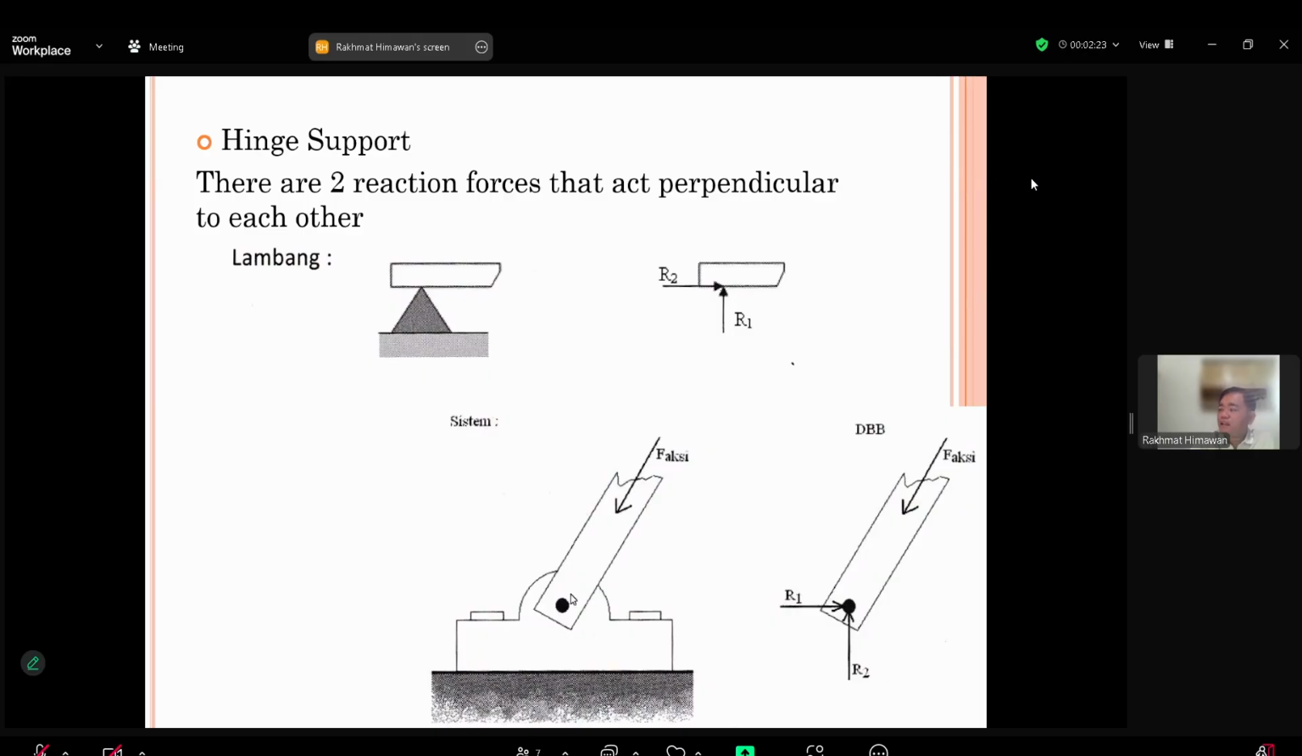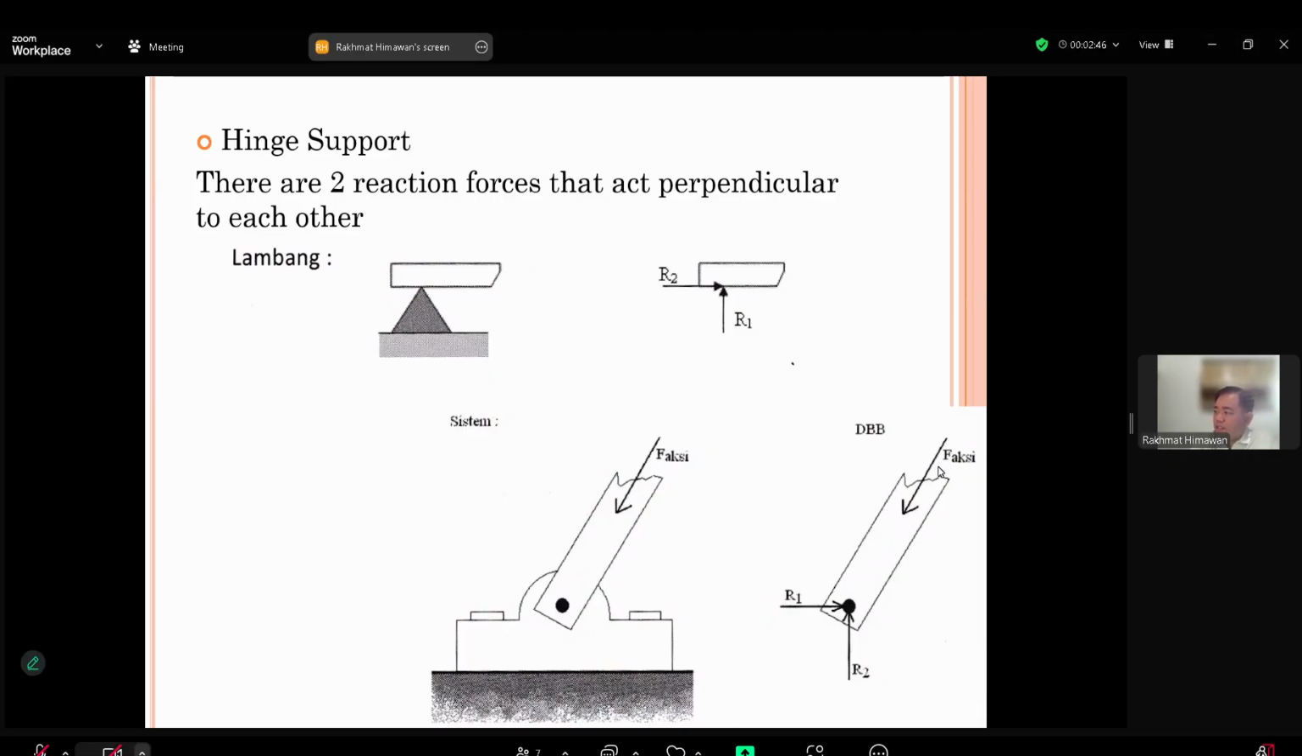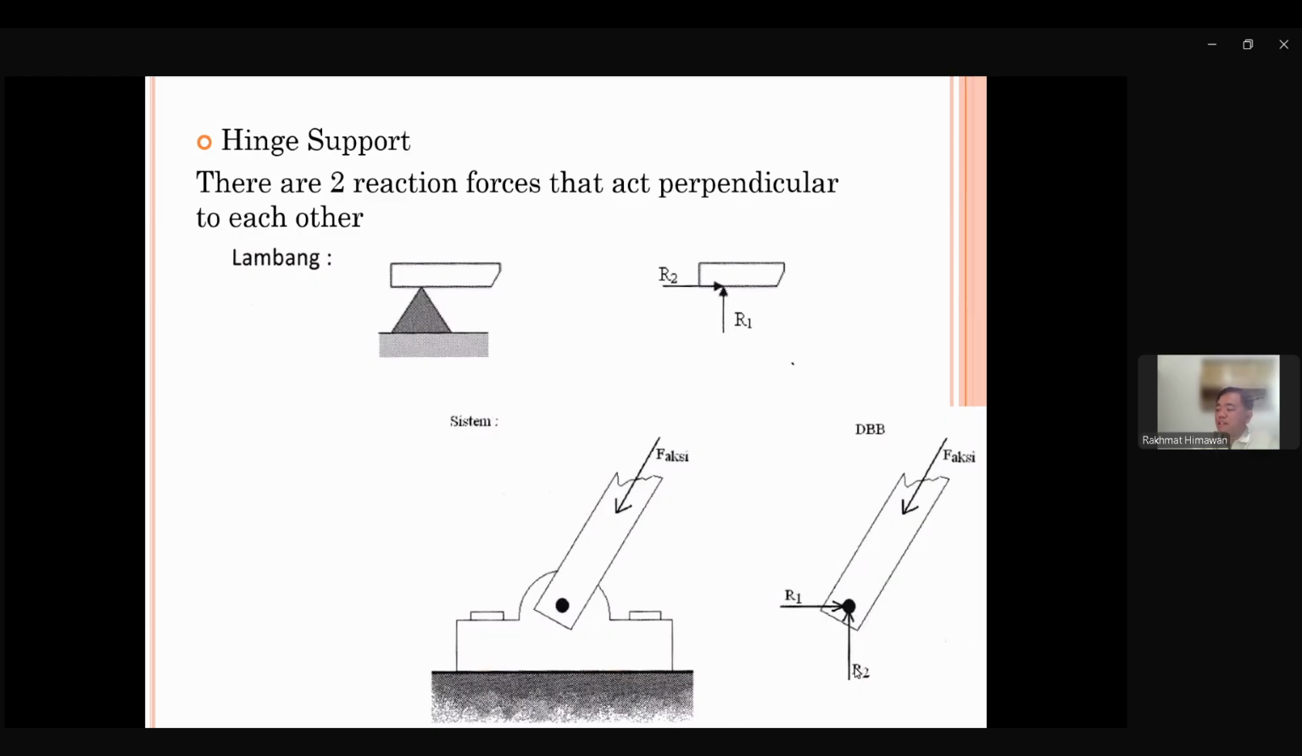And this reaction is always two. One is vertical, R1, and the other is horizontal, R2. So this one is in the Y-axis, this one is in the X-axis. Even though the action force has an angle or is tilted like this in the picture, the reaction force is always two, one vertical, one horizontal. Usually we put it simply like this, one going to the top, one going to the right.